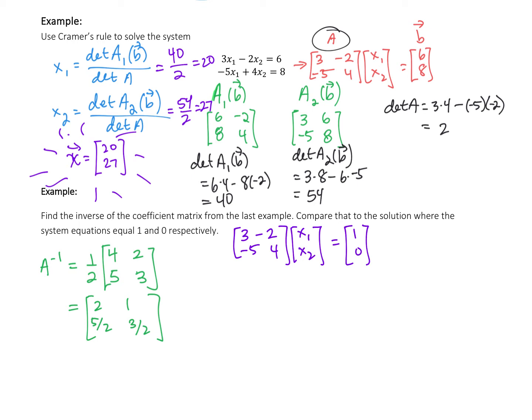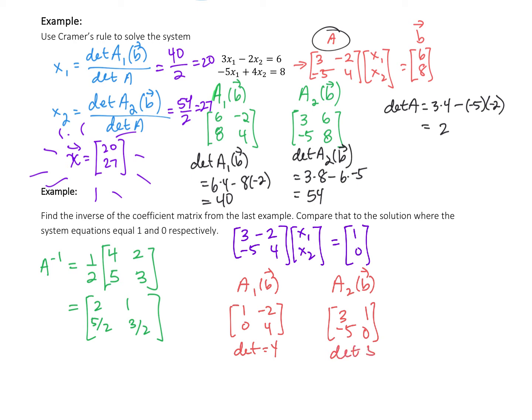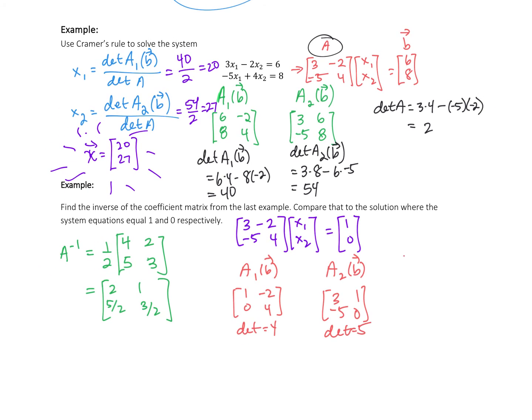All right. Now we're going to use our Cramer's rule again. So this time our A1B is 1, 0, negative 2, 4, which gives us a determinant of 4. Our A2B is 3, negative 5, 1, 0, which gives us a determinant of 5. Right, because 3 times 0 is 0, minus negative 5 times 1 gives me a positive 5. And that means that my x1 position is 4 divided by 2. My x2 position is 5 divided by 2. That's 2.